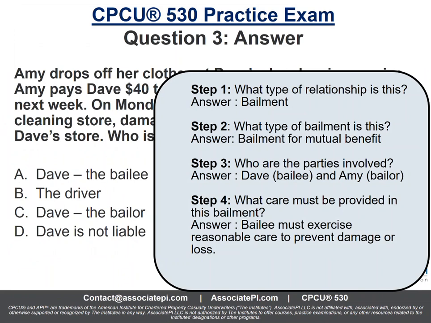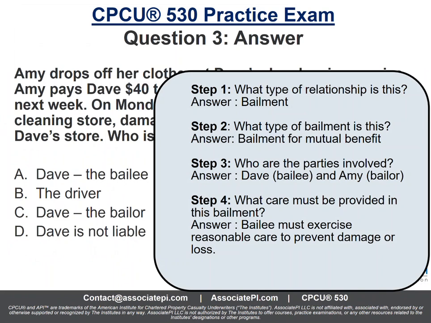So first, figure out what type of relationship this is. Analyze the case and figure out, okay, this is a bailment because you know the definition of a bailment. But what type of bailment is this? Step 2, you know it's a bailment for the mutual benefit because Dave is holding Amy's clothes. That's why it's a bailment.